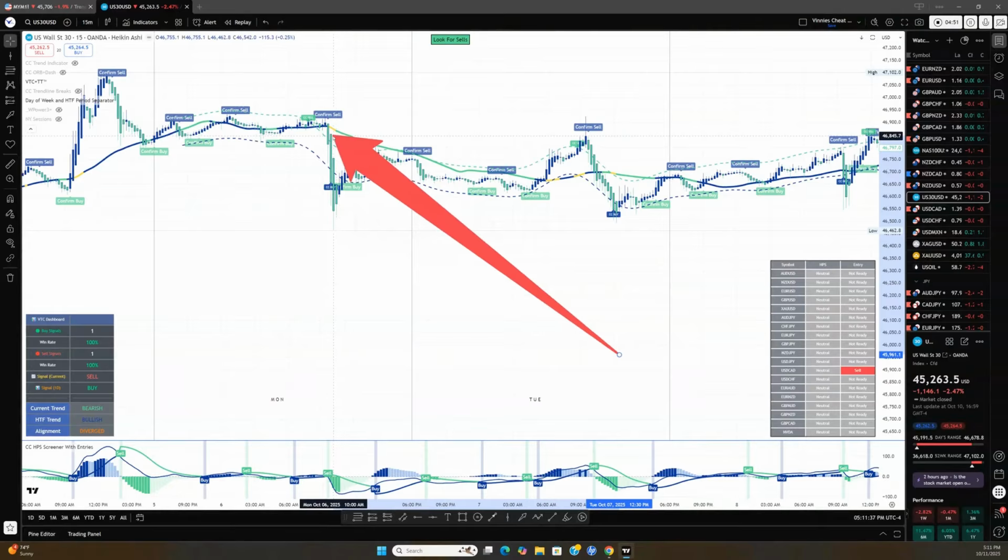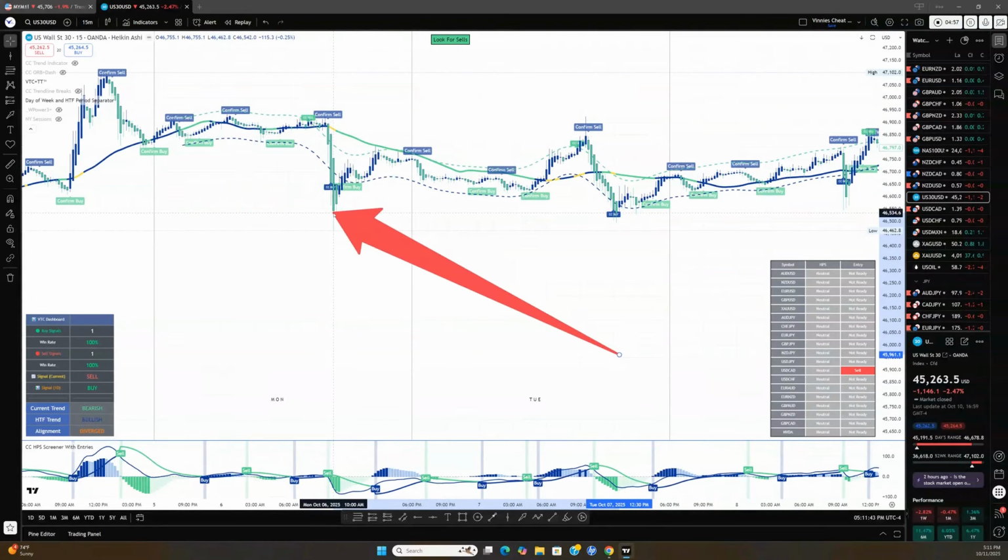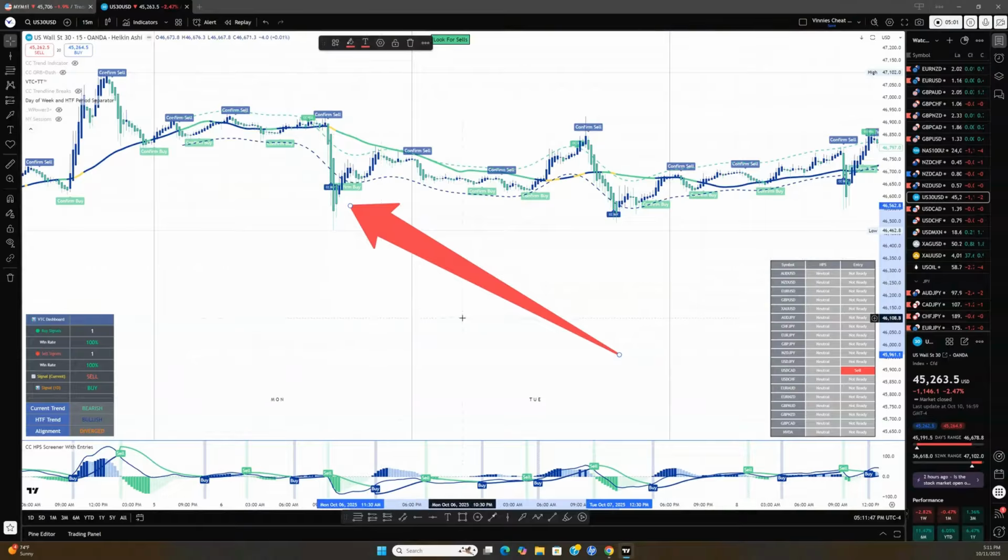I'm sorry, it would have been our entry here at 9:45, and then price melted away. Okay, that would have been a winning trade right there here on NASDAQ on the trend trade.